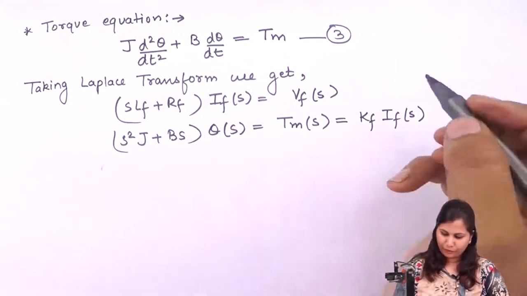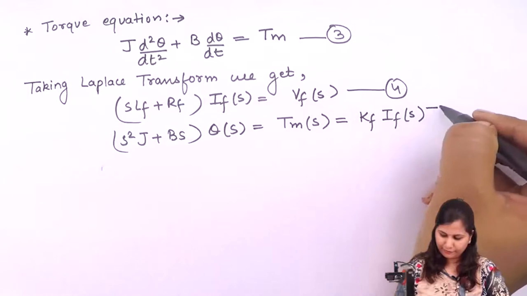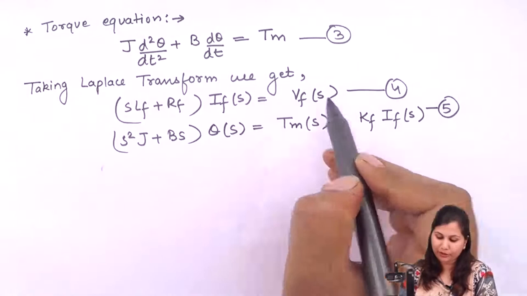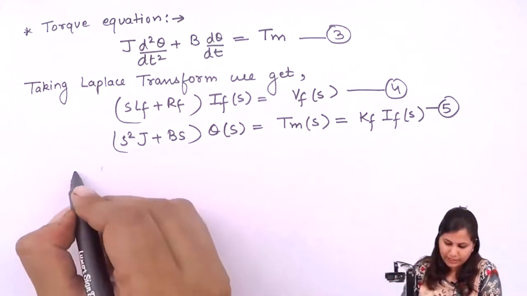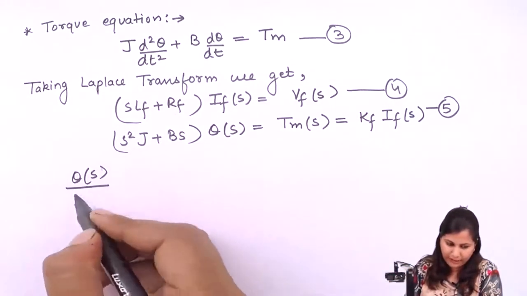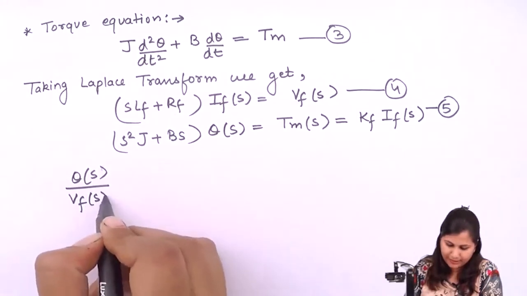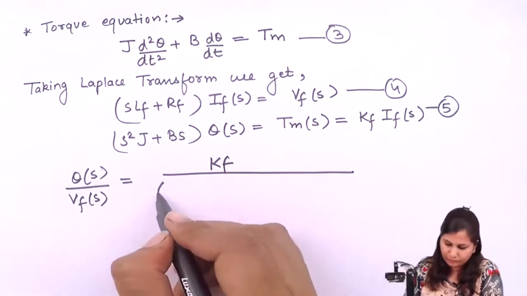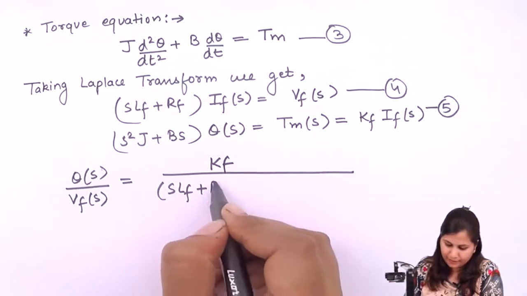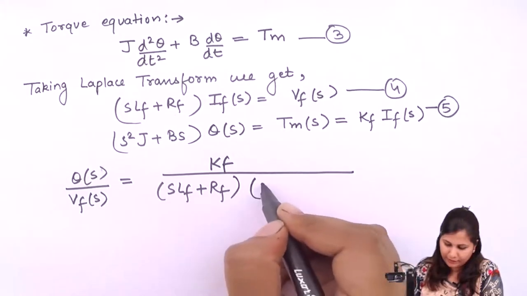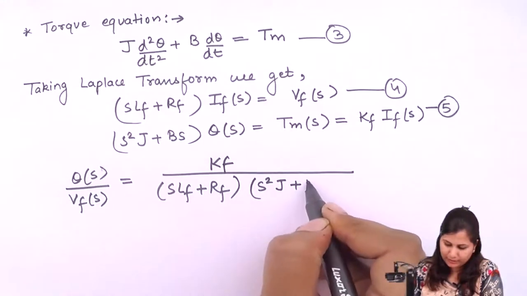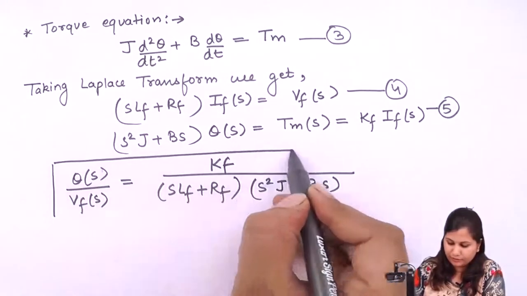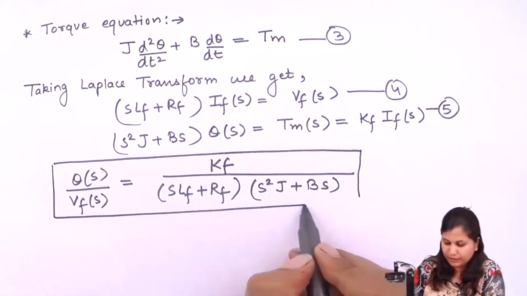Now from these two equations, the fourth and fifth, if we substitute the value of IF(S) into the fifth equation, we will get the ratio of theta(S) and VF(S) as Kf upon (S LF plus RF) times (S squared J plus BS). So this is the transfer function of the field controlled DC servo motor.